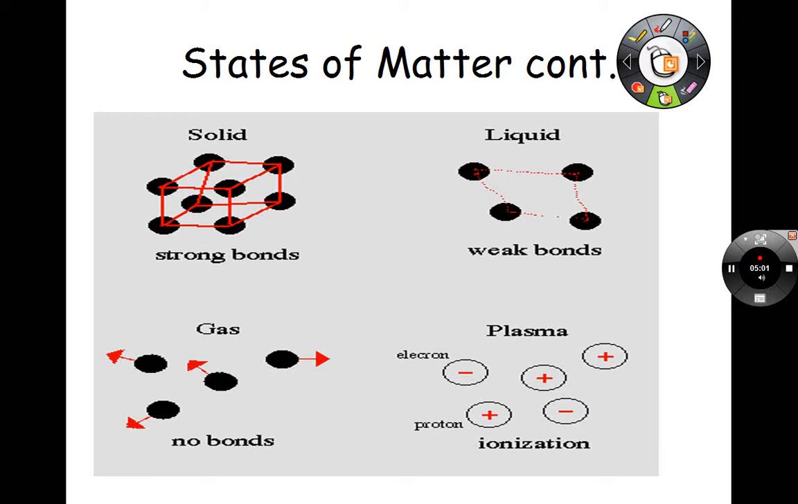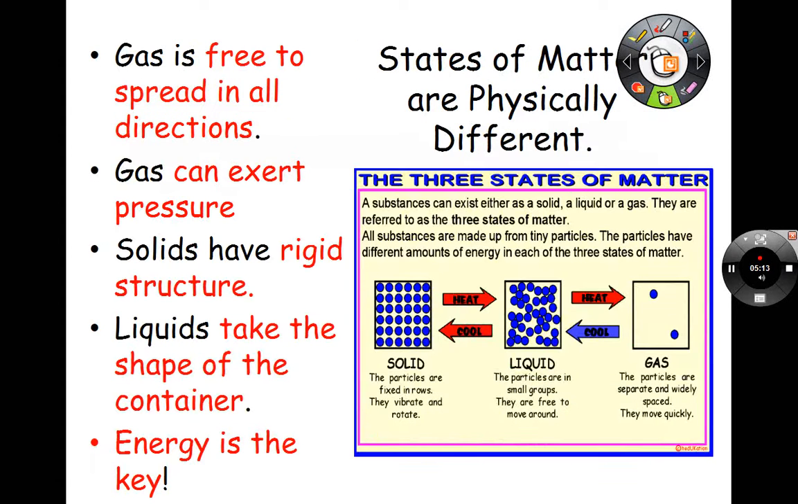Here's a great example of the states of matter, kind of how they're locked into strong bonds in a solid, liquids not as strong bonds, gas no real bonds, and ionization of plasma. States of matter are physically different. Gas is free, as we've already said, to flow in all directions. Gas can exert pressure. Solids have a rigid structure. Liquids take the shape of the container. All of this has to do with energy.